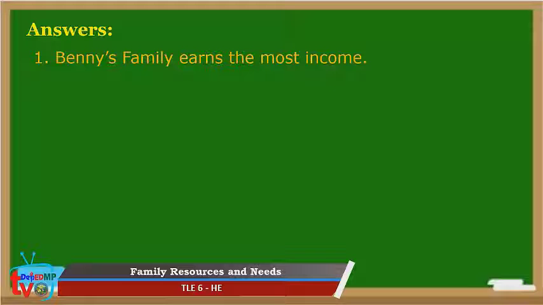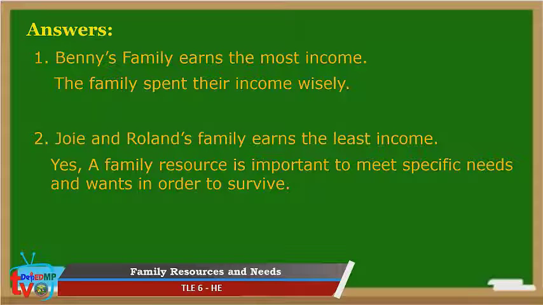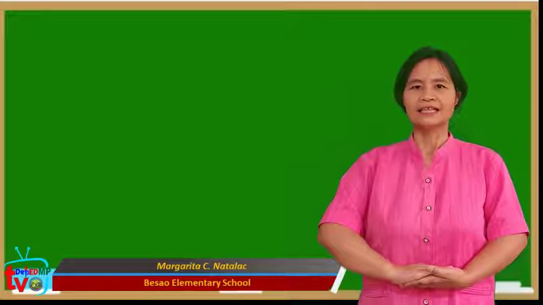Number 1. Benny's family earns the most income. The family spent their income wisely. Number 2. Joey and Roland's family earns the least income. Yes, a family resource is important to meet specific needs and wants in order to survive. To know more about family resources and needs, let us proceed to what's in it.